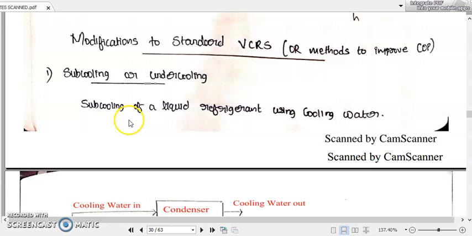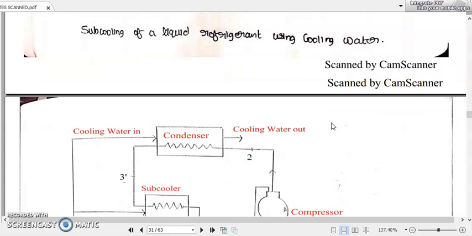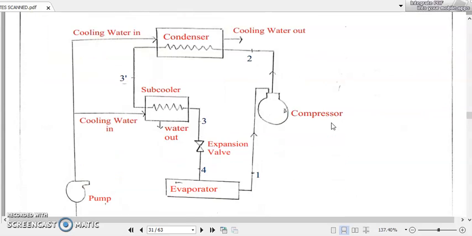So here how we are going to implement this subcooling. Here we are going to discuss a method for subcooling of the liquid refrigerant using a cooling water circuit. So we are going to subcool the liquid refrigerant using a cooling water circuit. Now let us try to discuss that.